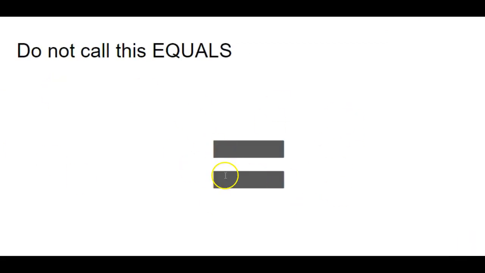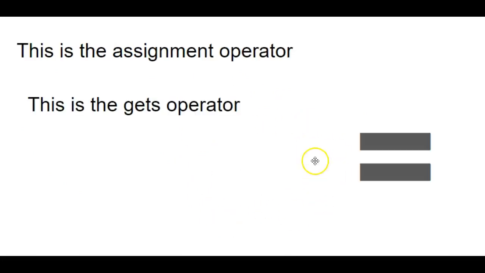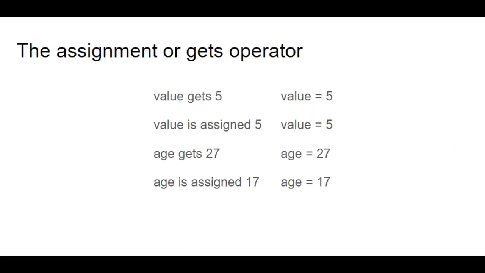So what you would call the equal sign, we don't call equals in programming. This is not equals. It's actually one of my operators, and this guy right here that looks like an equals, it's called the assignment operator or the gets operator. This is an example of how it works. The assignment or the gets operator.